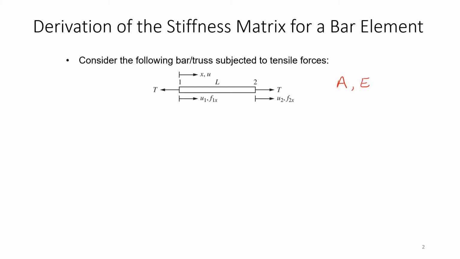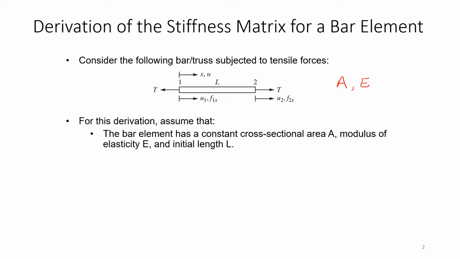We are going to consider this as a finite element that has two nodes, one at the beginning, node 1, and one at the end, node 2. The nodal displacements are given by u1 and u2, and they're both along the x-axis oriented along the length of the element. Corresponding to the nodal displacement, we have the element forces F1x and F2x expressed in the positive x direction. For this derivation, we are going to assume that the bar element has a constant cross-section area A, a modulus of elasticity E, and an initial length L.